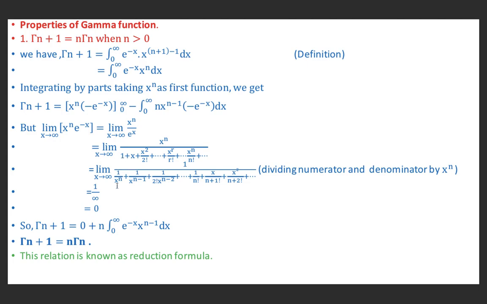So 1 upon x raised to power n, x upon x raised to power n, it is 1 upon x raised to n minus 1, x square upon factorial 2 upon x raised to power n, so 1 upon factorial 2 x raised to power n minus 2 plus dash dash dash. If we divide this by x raised to power n, it is 1 upon factorial n. If we divide the next term by x raised to power n, the next term is x raised to n plus 1 upon factorial n plus 1, so x upon factorial n plus 1. Next term is x raised to power n plus 2 upon factorial n plus 2, so it is x square upon factorial n plus 2, and so on.